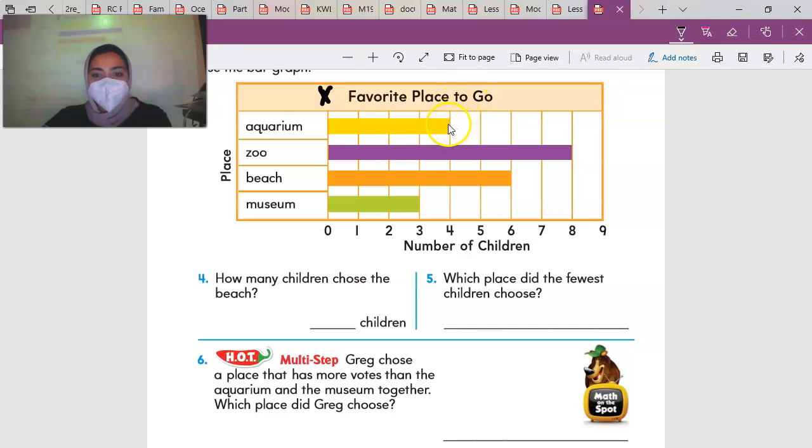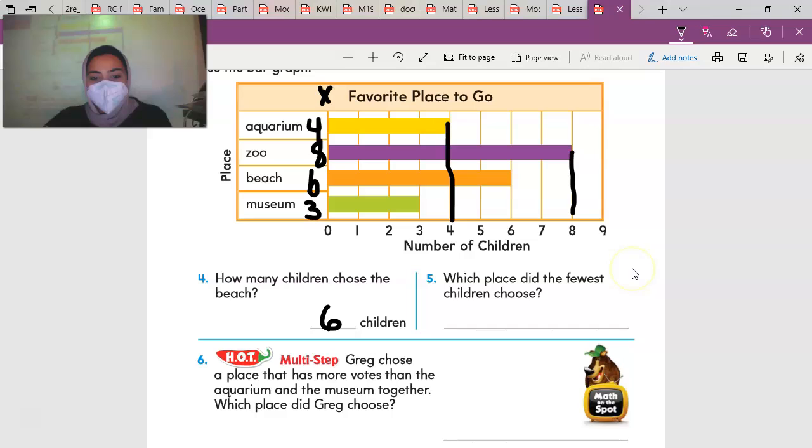So if I look here, aquarium, how many kids went to the aquarium? 4. Very good. How many kids went to the zoo? 8. Good job. How many kids went to the beach? 6. And how many kids went to the museum? 3. Very good. How many children chose the beach? Beach, 6. That's a piece of cake.